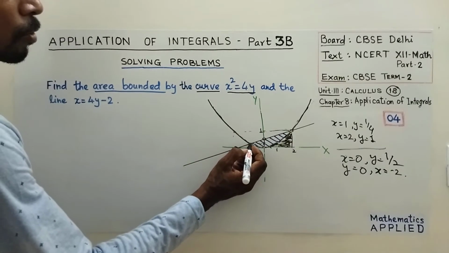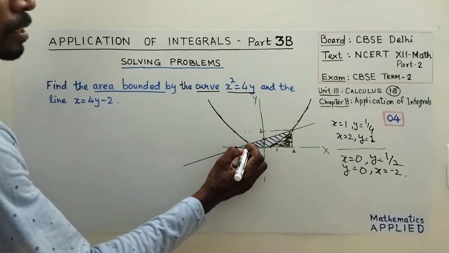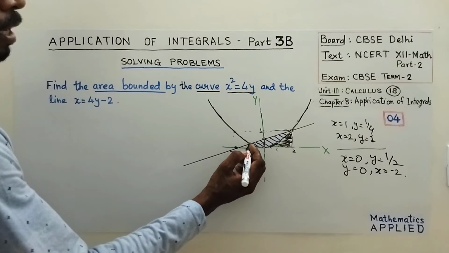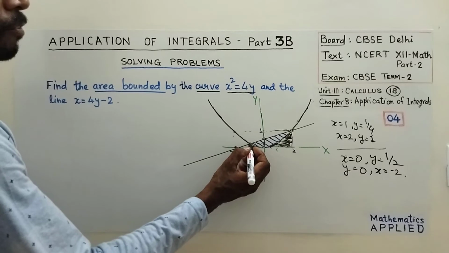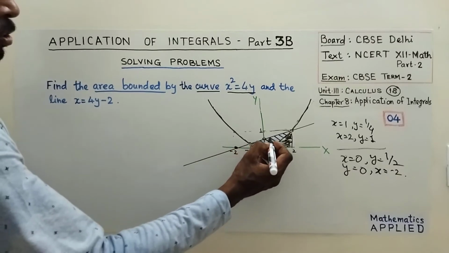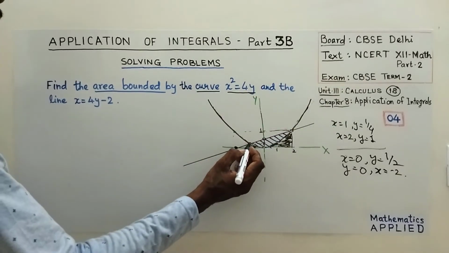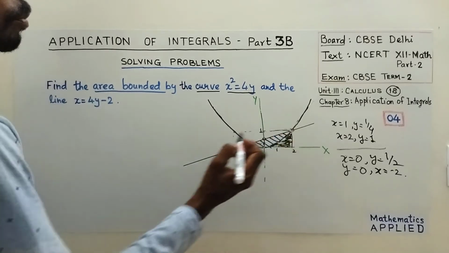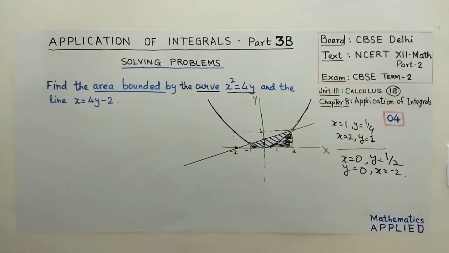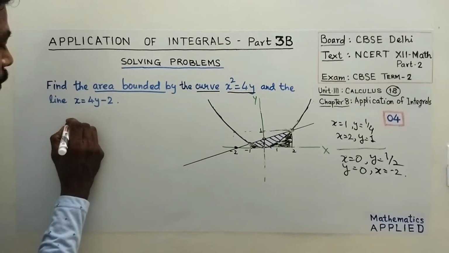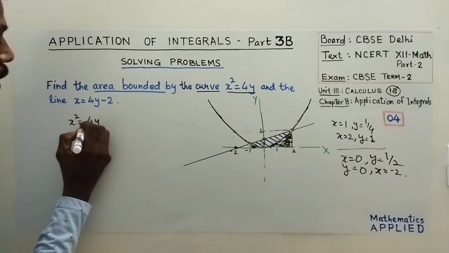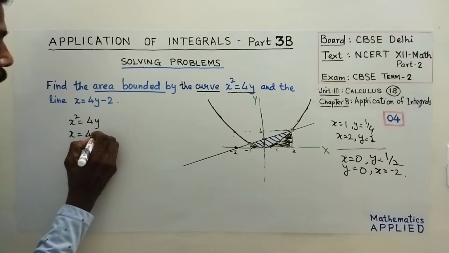Now let us find out. We have not calculated what this point is. We just drew this line, right? Now we have to find out what this point is and what this point is. How do you find the points of intersection of any two curves? You simply solve the equations. So you have x square equals 4y and x equals 4y minus 2.